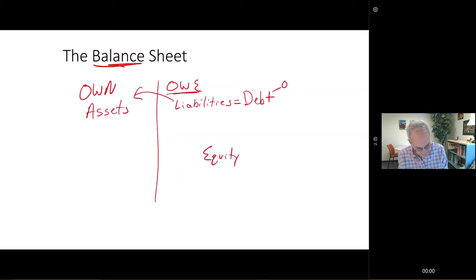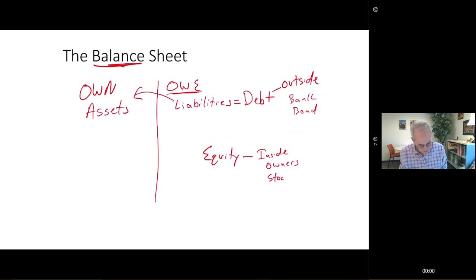So debt is like money that's owed to the outside of the firm. So this would be like a bank or a bond holder, people that are not owners of the company. And equity are people on the inside. Okay? So the owners of the firm. So if I started my own business and I took money out of my personal checking account and I put it into the business, that would be equity.